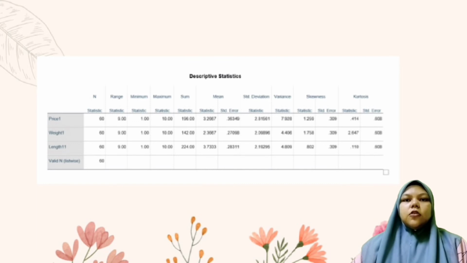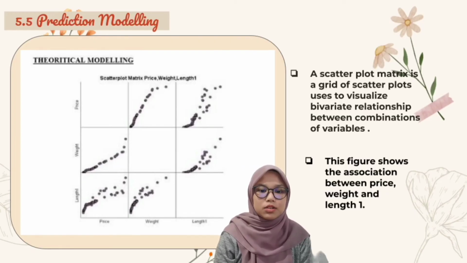Based on the table, the value of n, range, minimum, and maximum statistic for all categories remain unchanged. As we can see, the variance statistic for price is 0.928, while the standard error for mean is 0.36349. Next, the variance statistic for week is 4.406, while the standard error for mean is 0.271. Besides that, the variance statistic for range 1 is 4.809, while the standard error for mean is 0.28311.